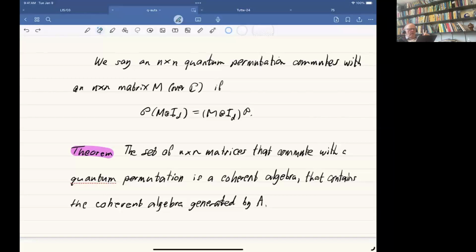Okay. Now, what this result is telling us is that we don't have to deal with just ordinary plain old-fashioned permutations. We can deal with quantum permutations. The result is still true. Now, then a bit of jargon.